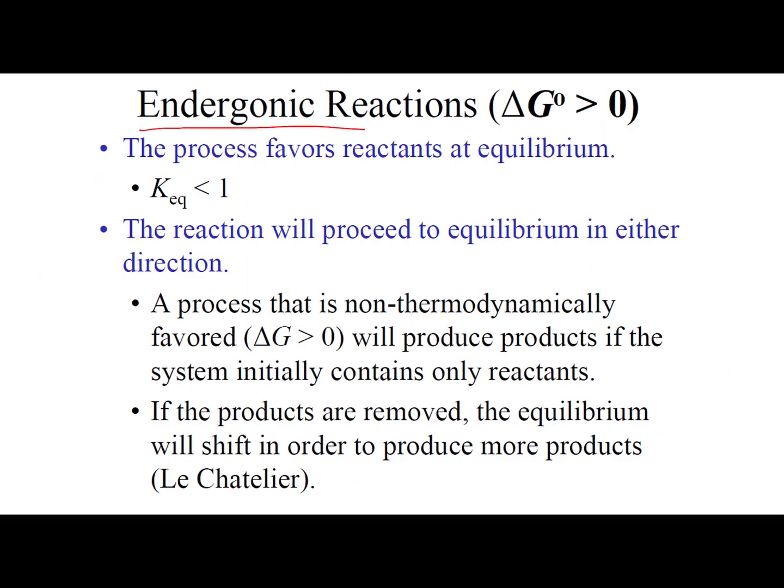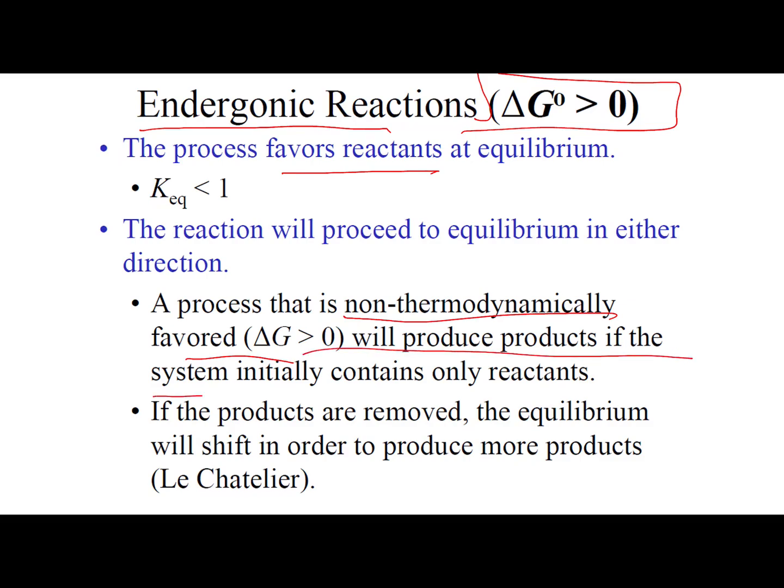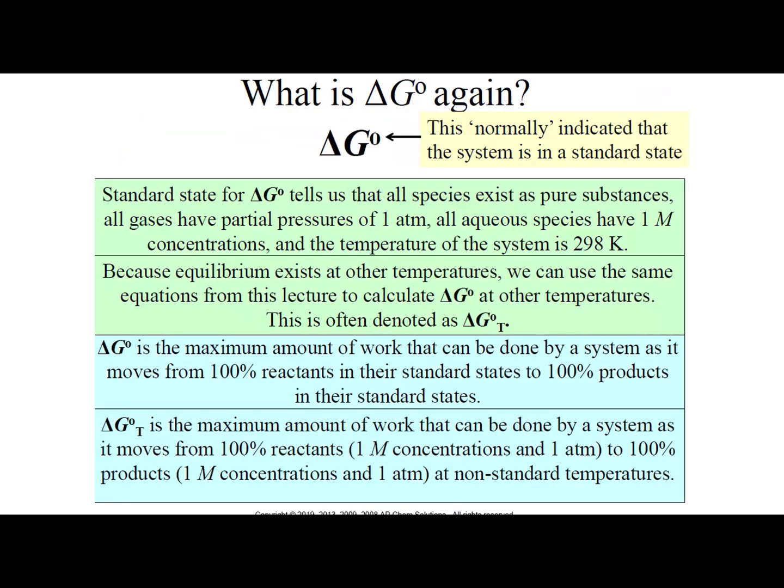Again, I'm going to blow through the graphs, but let's talk about endergonic reactions. Endergonic is going to mean that our delta G is greater than 0. This process is going to favor reactants at equilibrium, and the reaction will proceed to equilibrium in either direction, but it is non-thermodynamically favored, and it will produce products if the system initially contains only reactants. If the products are removed, the equilibrium will shift according to Le Chatelier, and then you'll produce more products.